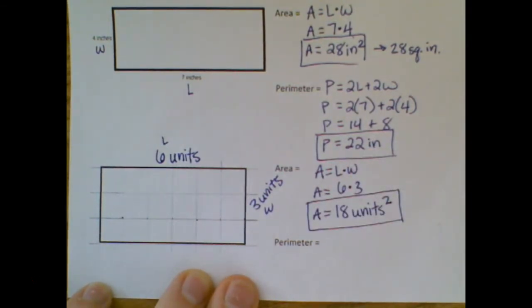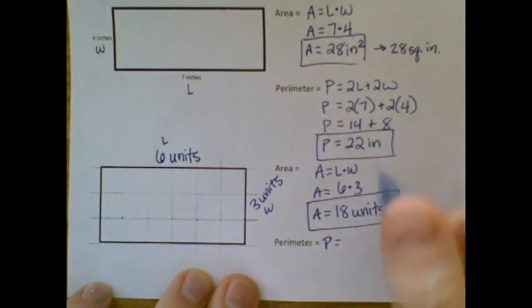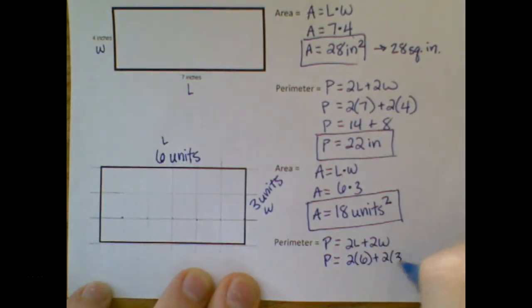All right, go ahead and try perimeter on your own. Give a quick pause, plug in everything, try it out, and then check in with me. All right, let's check. 2L plus 2W. Plugging it in, 2 times 6 plus 2 times 3.